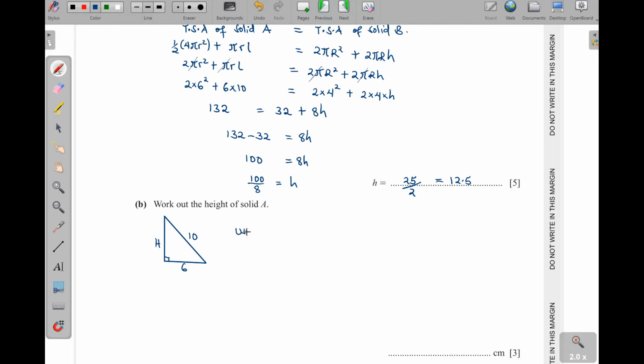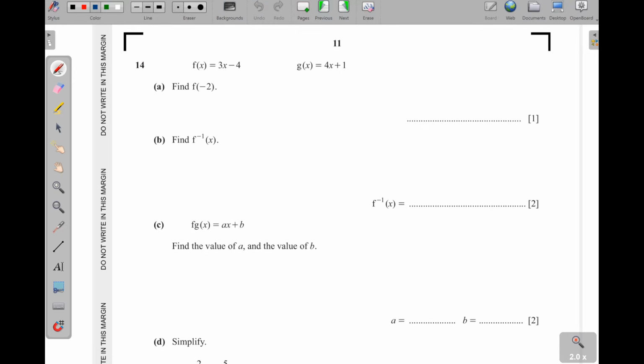Then this is 6 and this is 10. So we say using Pythagoras theorem, okay, we have h squared plus 6 squared is equal to 10 squared. So meaning h will be equal to the square root of 10 squared, that's 100, minus 6 squared, that is 36. And that will be the square root of 64. Because 100 minus 36, you get 64. And then root of 64, that one is 8.